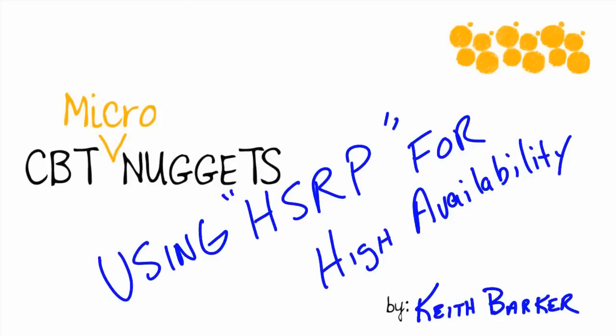Using HSRP for high availability. Imagine having a car that always worked. For example, you went out to the garage, you turned it on, the car always works. And imagine further that if it didn't work, some magical elf behind the scenes would have verified that it didn't work and swapped it out with a different car, so that when you did go out to the garage, the car worked no matter what.